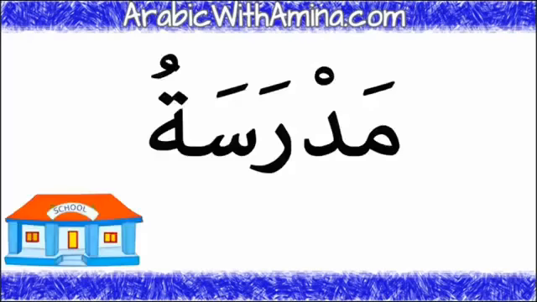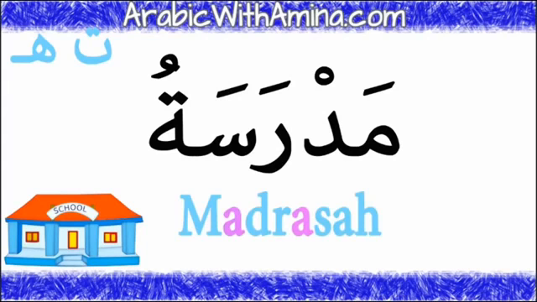Now to the part of the ta marbuta. We will be seeing how it's pronounced in the word school in Arabic. Now, if we were to read this word, we are going to stop after we read it, like there's nothing else coming after it. So when we stop on a ta marbuta, it is pronounced as the letter ha here. So we're going to write down all the letters plus the short vowels of it. And it would be madrasa.